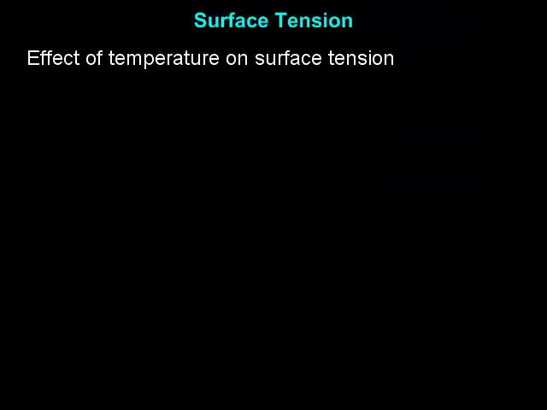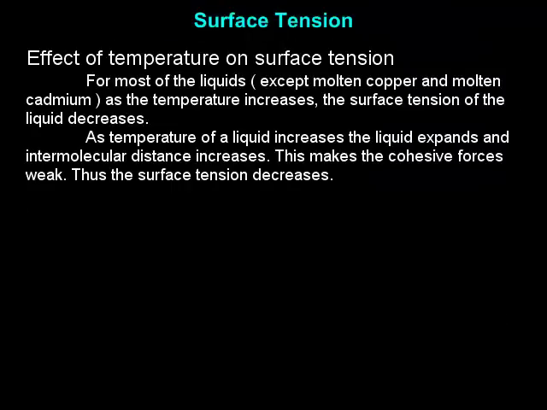Surface tension changes according to the temperature of the liquid also. For most liquids, except molten copper and molten cadmium, as the temperature increases, the surface tension of the liquid decreases. As the temperature of a liquid increases, the liquid expands and the intermolecular distance increases. This makes the cohesive forces weak. Thus, the surface tension decreases.